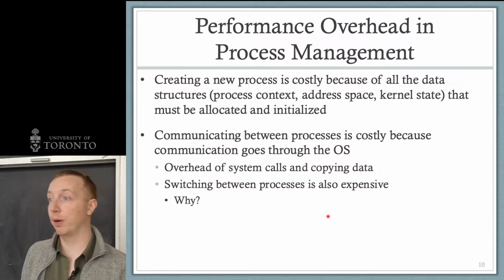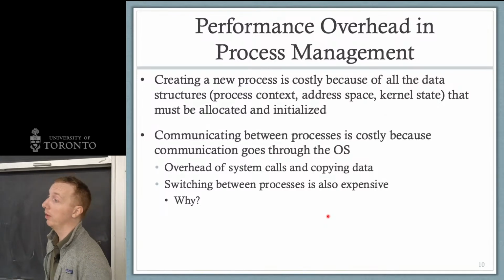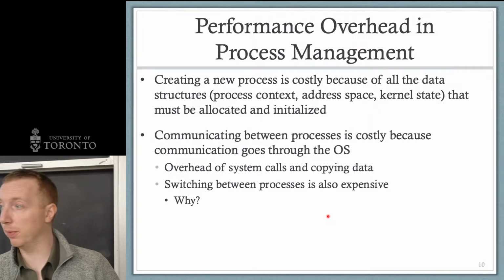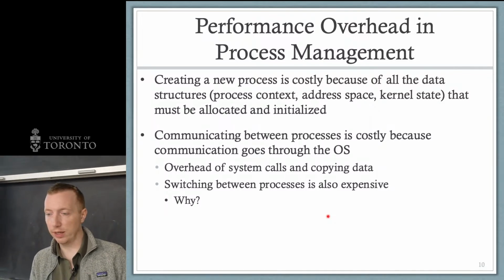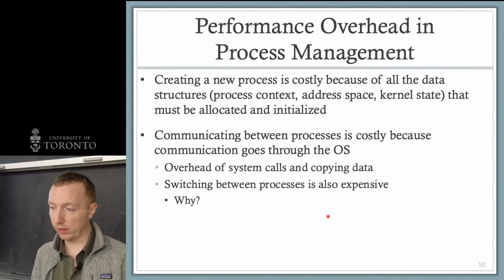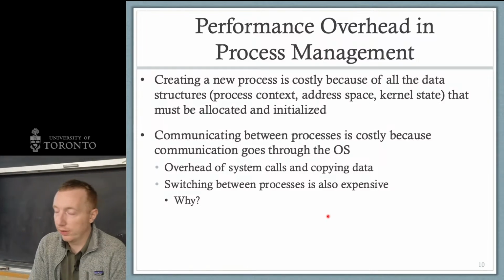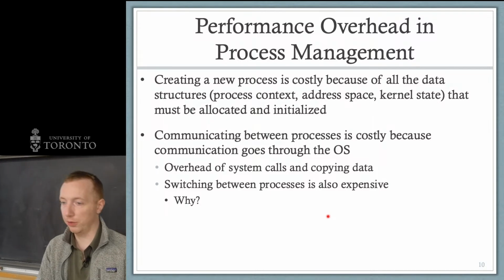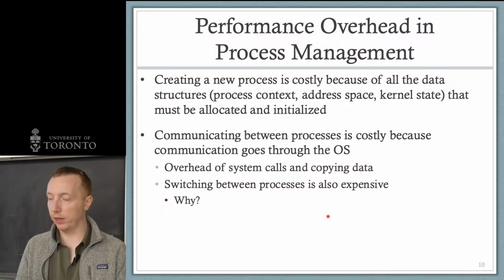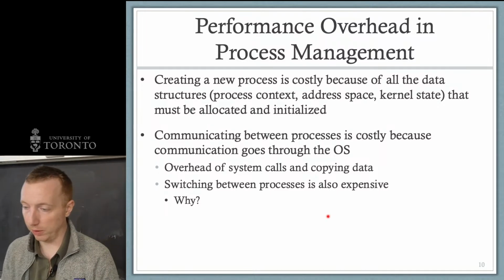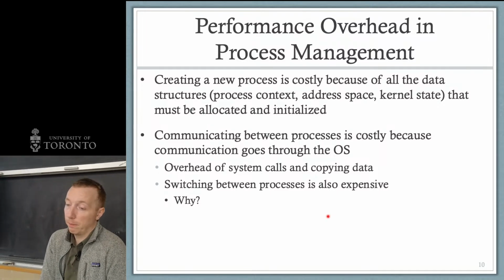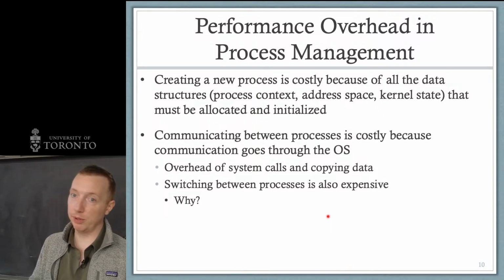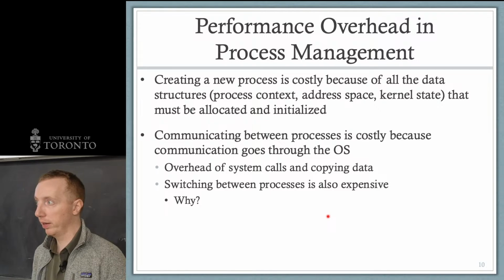So creating a new process is pretty costly because you have to copy everything. It's not as costly as you might think because it doesn't actually have to copy all of the memory. It can do, again, copy on write, but it still has to do a system call, still has to make a new process control block, still has to create a new process ID for it, and then it carries on its merry way.